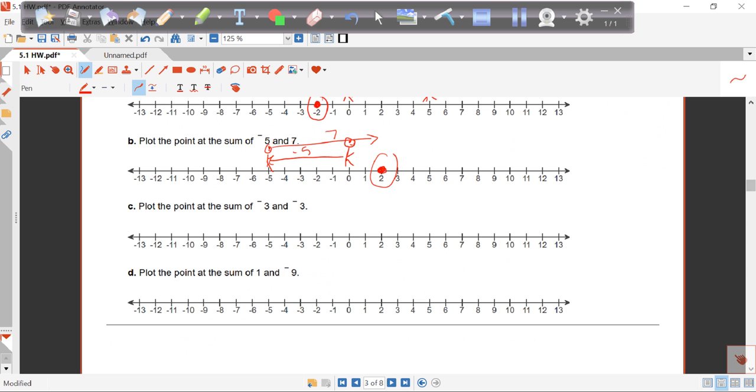Part C, negative 3 plus negative 3. My little hiker faces right. Negative 3 means backwards 3. I'm adding, so he's still going to face right. Backwards another 3. It's going to land at negative 6. Part D, facing right, goes positive 1. Still facing right. Now he's going to go negative 9. It's going to go this way 9. Make sure to put a negative 9 up there and end up at negative 8.